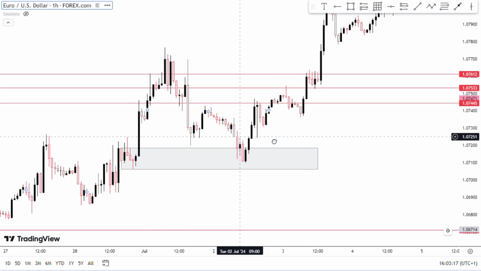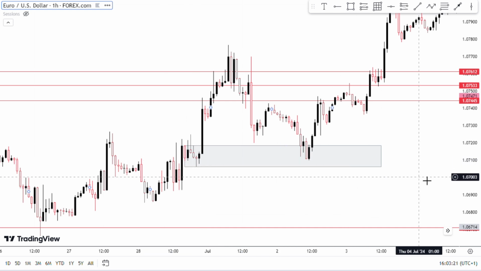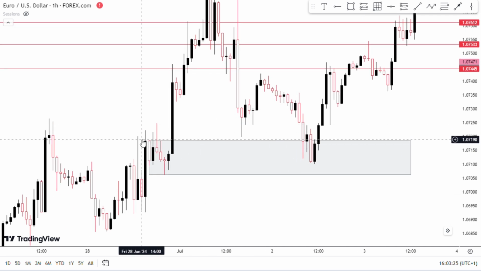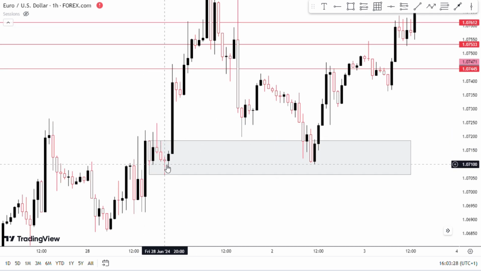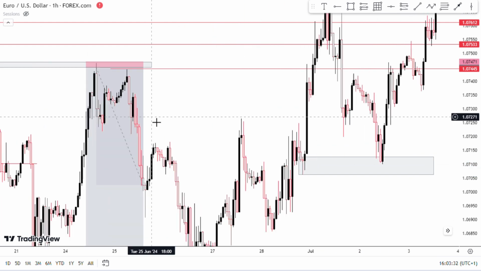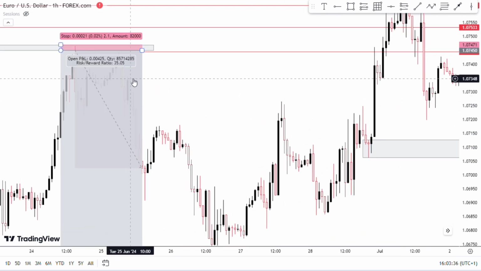So on the 1-hour time frame right here, you can see this particular order block. Can you see the order block? It just looks like a doji candle. So this is the order block. This is the last bearish candle. So you're going to make use of this particular order block. And if you also look at this particular movement, it ended up breaking this high.